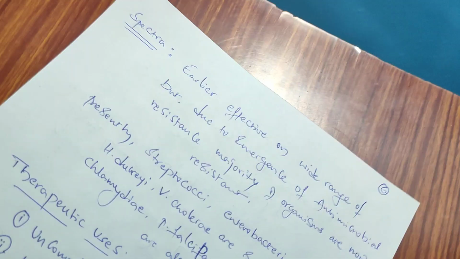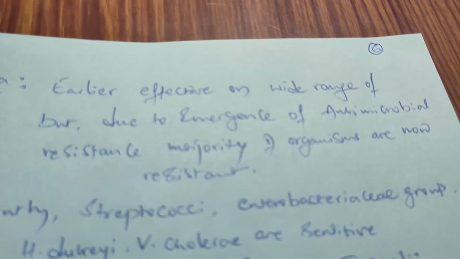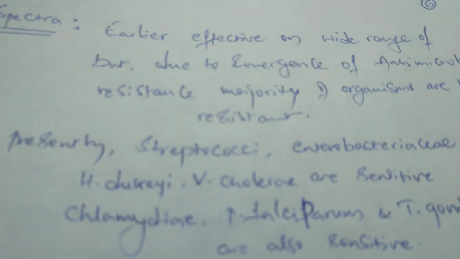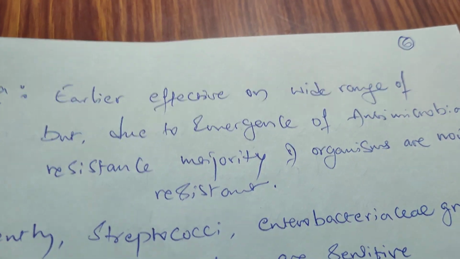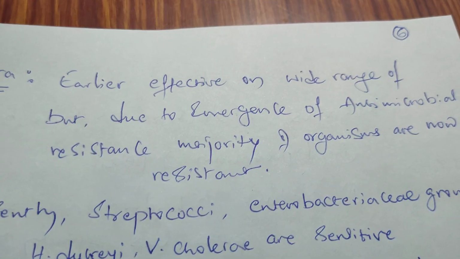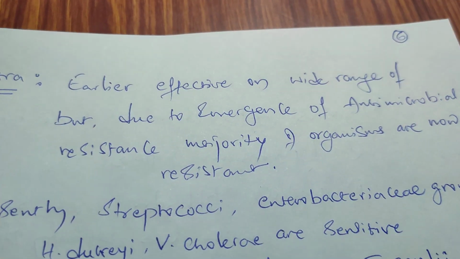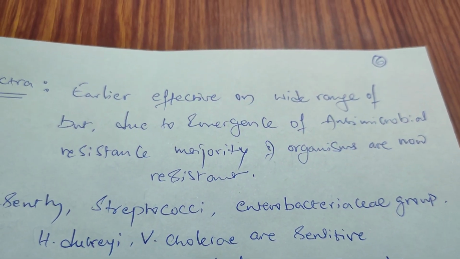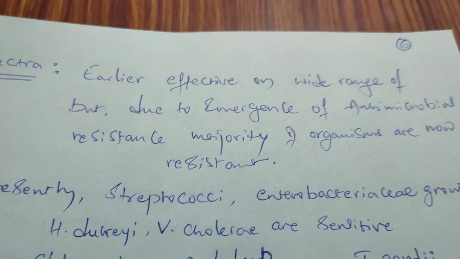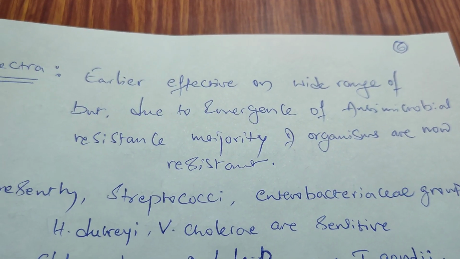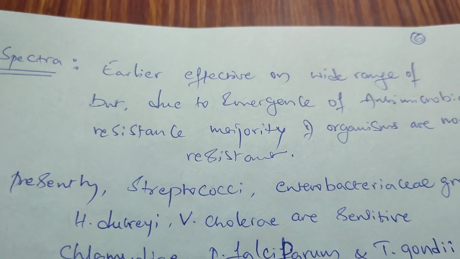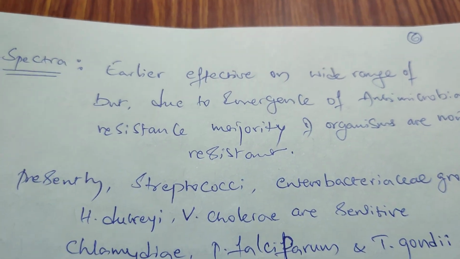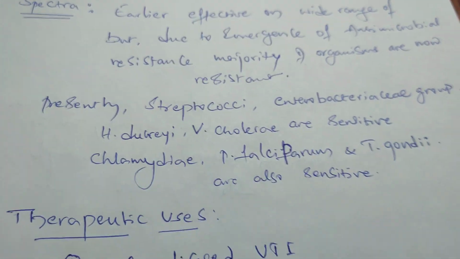Okay, right. Now let us concentrate on the spectrum of sulfonamides. What is the spectrum? Earlier, as I told, sulfonamides were very widely used because of their very broad spectrum of activity. They were active on a wide range of microorganisms, but due to emergence of antimicrobial resistance, the majority of organisms are now resistant. Only a few organisms are presently sensitive to sulfonamides. So sulfonamides are clinically seldom used. They are not used so much in clinical practice.